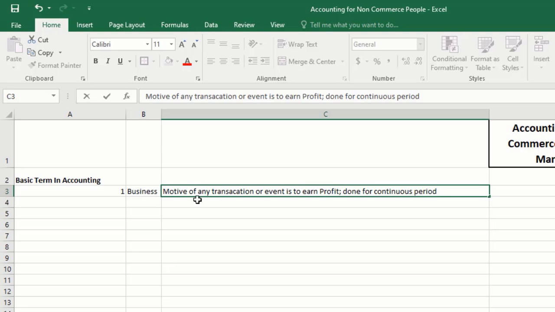Please don't ask why I'm not using proper verbs and proper sentences. I can say: when the motive of any transaction or event done in the business is to earn profit, it is said to be business. Also, when it is done for a continuous period, and it is not going to end after one time, it is a business. So don't expect such language from my side. It is going to be helpful only when we understand the basics rather than going into the sentences.